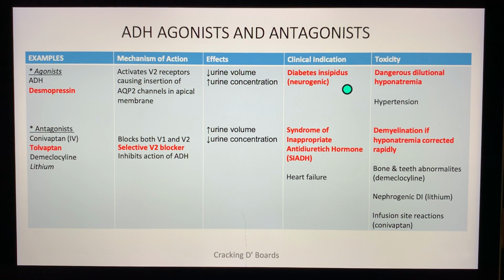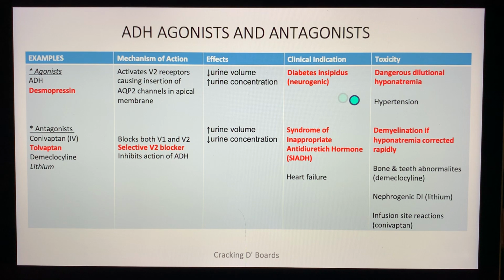Major indication is for the treatment of neurogenic diabetes insipidus. Now, I'd like to highlight, earlier we mentioned nephrogenic diabetes insipidus. So in diabetes insipidus, if it's nephrogenic, the problem is the receptors in the kidneys, the antidiuretic hormone receptors in the kidneys. If we say neurogenic diabetes insipidus, this is usually caused by problems of the posterior pituitary gland or, for example, brain tumors. So toxicity of your desmopressin is dangerous dilutional hyponatremia.